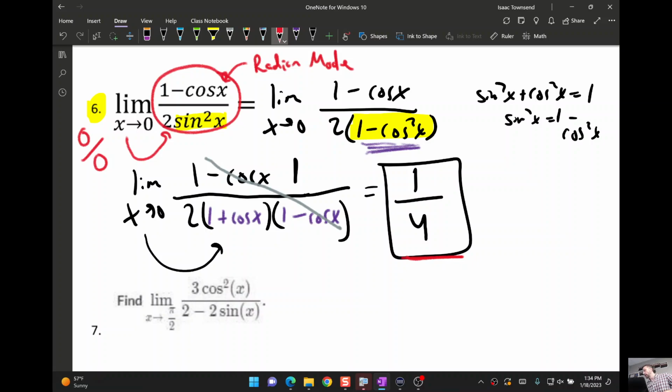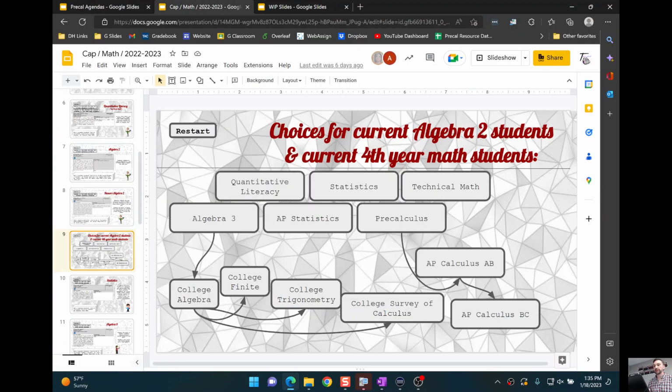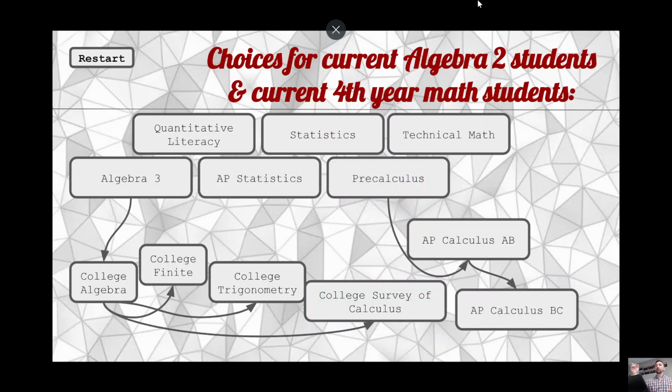Okay, so before I give you some time to try the rest, I want to just make sure that you guys have a chance to see. I know you've been doing CAP stuff in advisory, or you were supposed to be. And with math, especially once you guys get to this level, you've got quite a few choices, as you are considered a 4th-year math student. So these are all the things that we are offering next year that you get to pick from. Of course, some of these I think are much more likely for you guys to pick from, but the main one, for most people, would be AP Calculus AB.